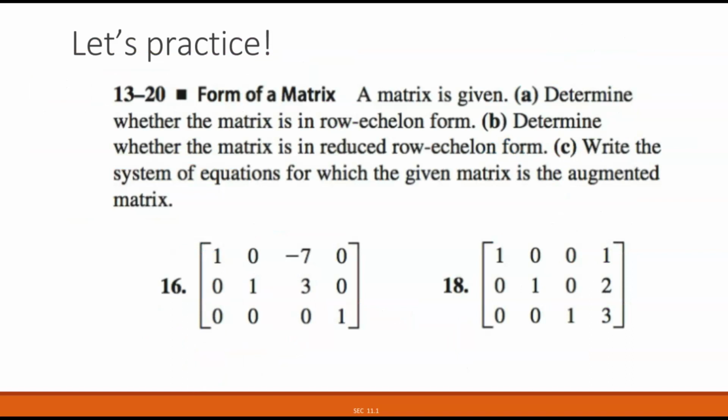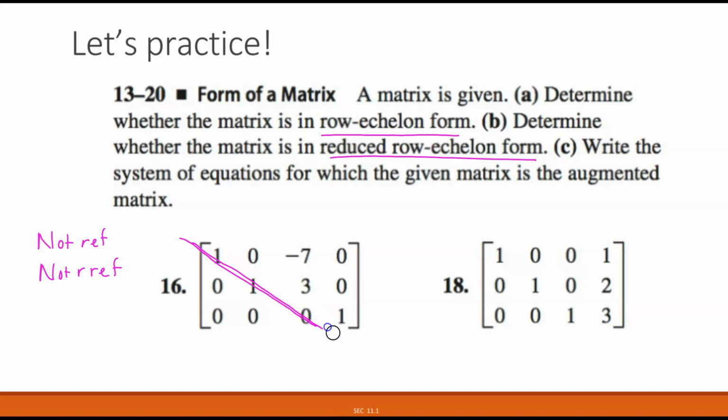Okay, a matrix is given. Determine whether it's row echelon form. Determine if it's reduced row echelon form, and then write the system of equations for which the given matrix is augmented. Okay, so here's our diagonal of ones, correct? Nope, it's not a diagonal of ones. So this is not row echelon form, REF. It's not reduced row echelon form. I don't have that one on the diagonal, so those are out.